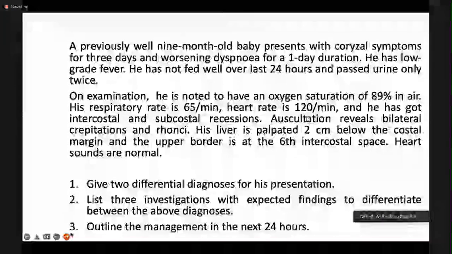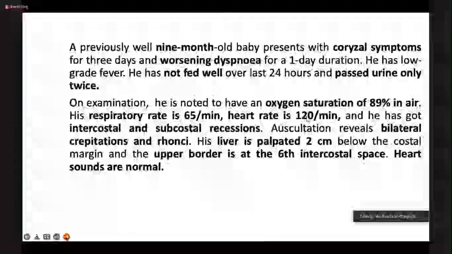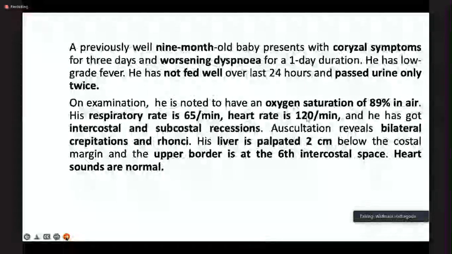Okay, so the first question asks for 2 differential diagnoses for his presentation. What would you take as the differential diagnosis here, Sujan? So that's a 9-month-old coming with some coryzal symptoms and worsening dyspnea, and you have been given some examination findings. Madam, it could be viral pneumonia. Another, madam, could it be asthma also, because bronchi are also there, and the liver is also pushed down. So hyperinflation, it says.